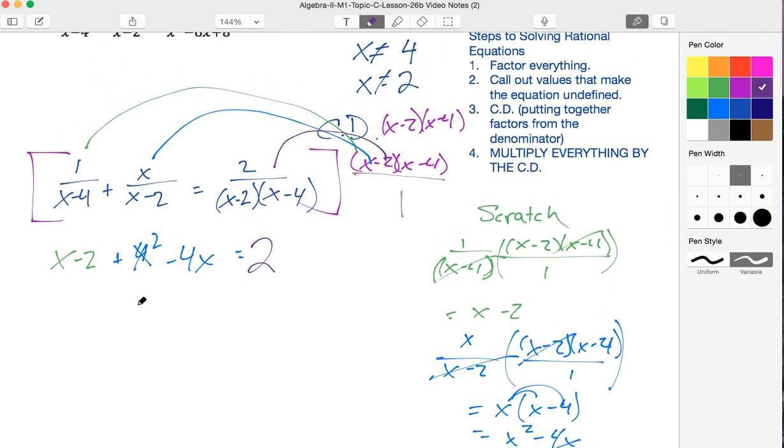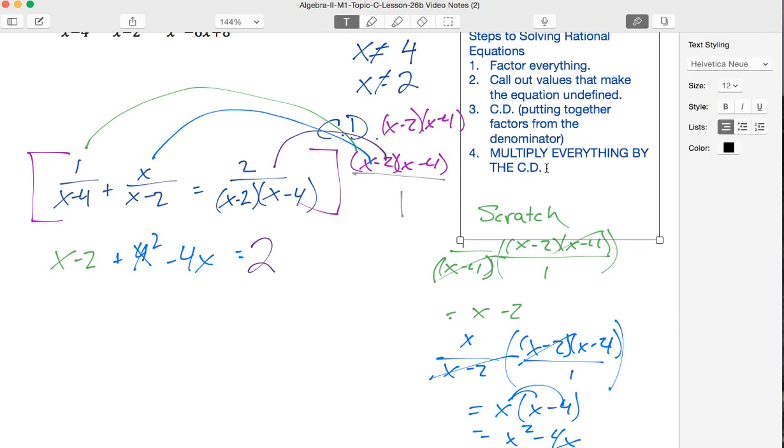Here's where you should put a star, and you should take note. When you multiply by the common denominator through the entire equation, you are left with just the numerators. From here, now, finally, I should mention, you need to solve for x by isolating x.